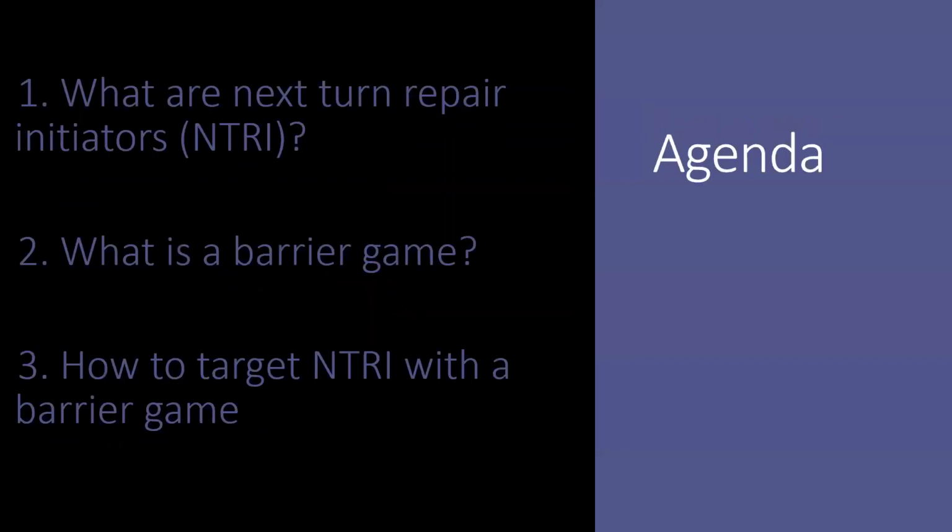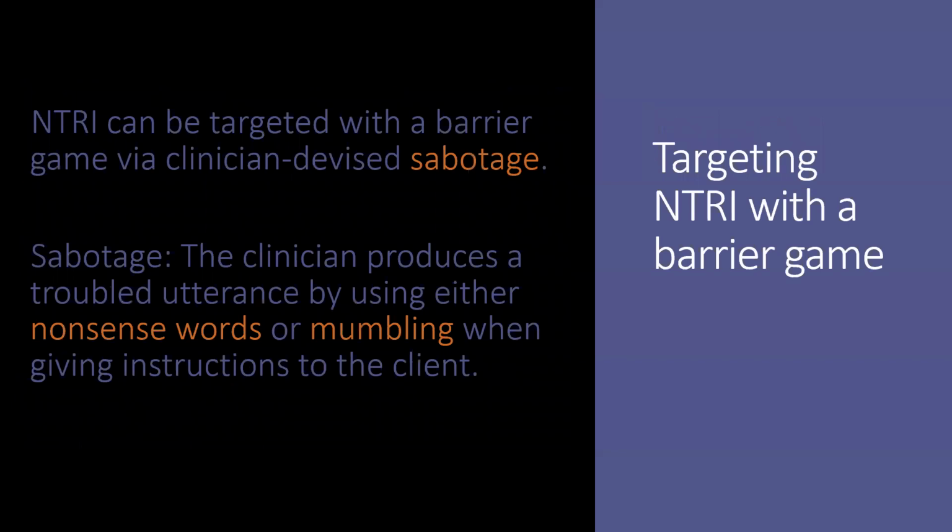So now let's discuss the third item on the agenda, how to target NTRI with a barrier game. NTRI can be targeted with a barrier game via clinician-devised sabotage. Very simply, the clinician produces the troubled utterance by using either nonsense words or mumbling when giving instructions to the client. This sabotage makes it so that the client can't hear or understand the clinician's instructions, which creates an opportunity for next turn repair initiation.